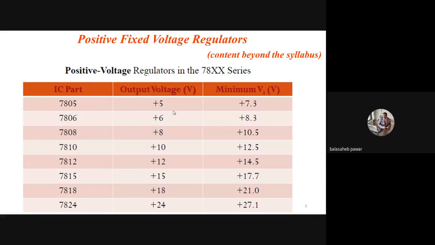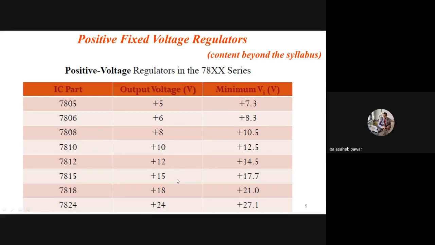So in general, what you have to conclude looking at this table is that the input requirement to this 3-terminal IC regulator is 2 to 3 volts greater than its rated output voltage, right? Because for the first one you will observe it is 2.3 volts, then for the second again 2.3, then for 7808 it is 2.5 volts, etc. Then for 7810 again the input requirement is 2.5 volts greater than its rated output voltage. For 7815 it is 2.7 volts.